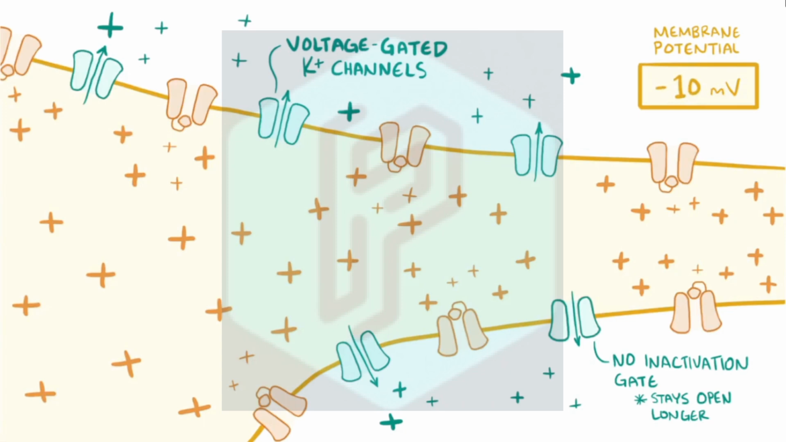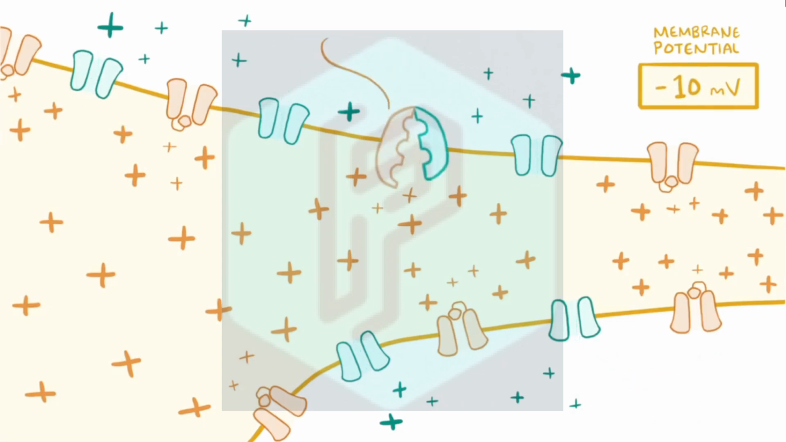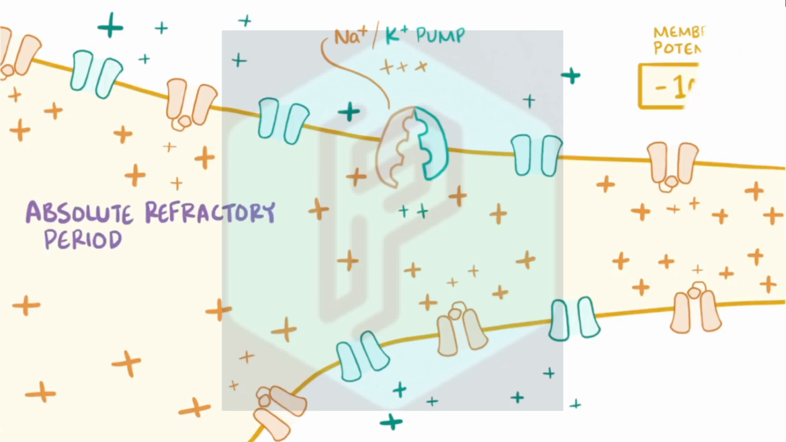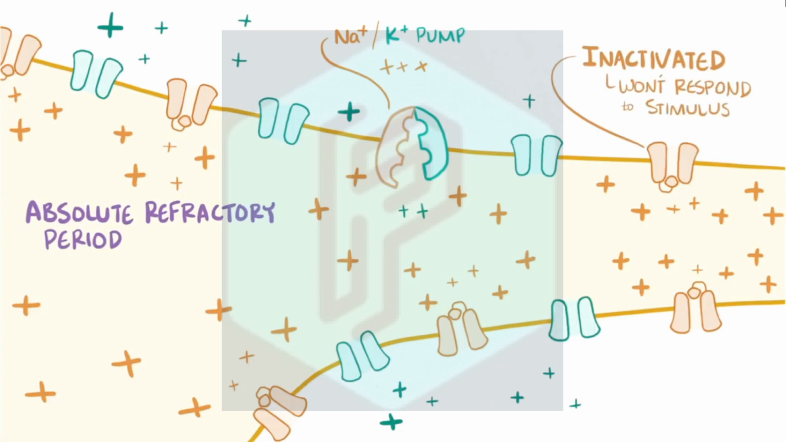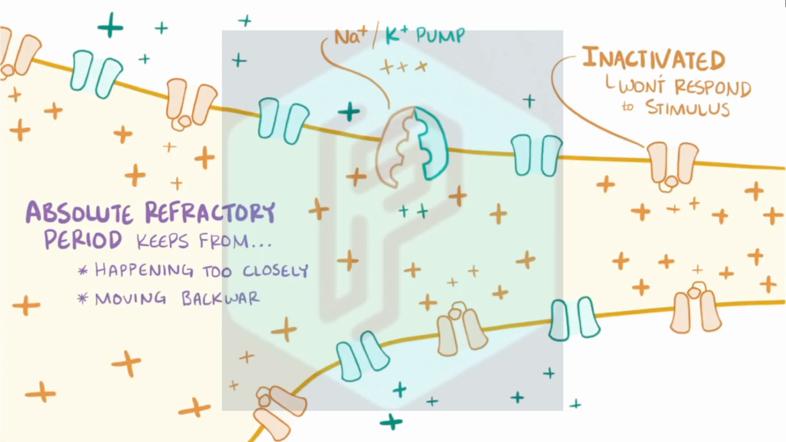During this repolarization phase, the cell also relies on the sodium-potassium pump, which is an active transporter that moves 3 sodium ions out of the cell and 2 potassium ions into the cell. It's during this repolarization phase that the cell is in its absolute refractory period, since the sodium channels are inactivated and won't respond to any amount of stimuli. This absolute refractory period keeps action potentials from happening too close together in time, and also keeps the action potential moving in one direction.